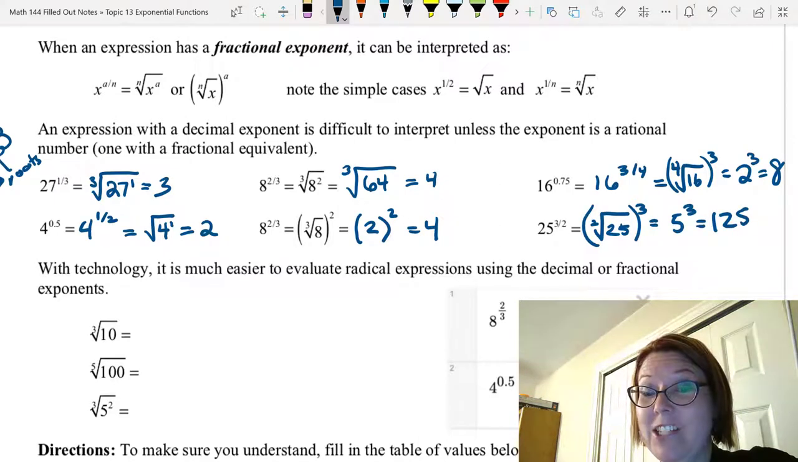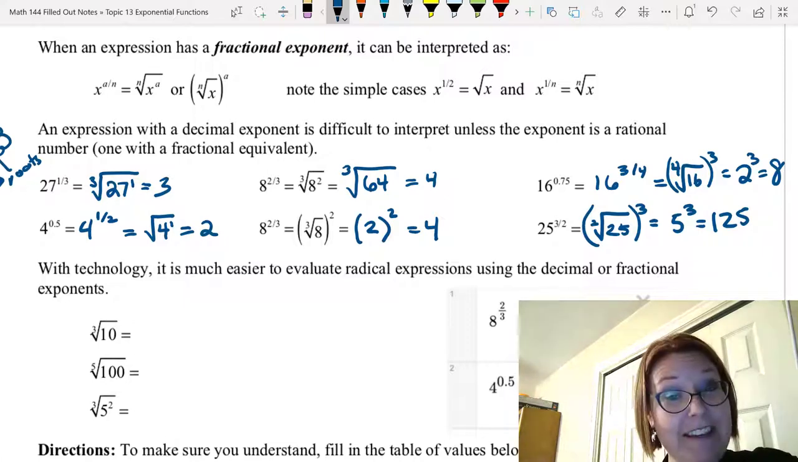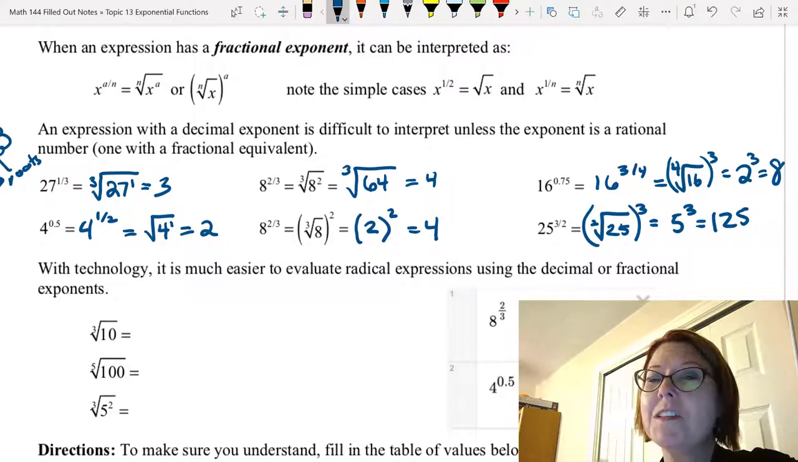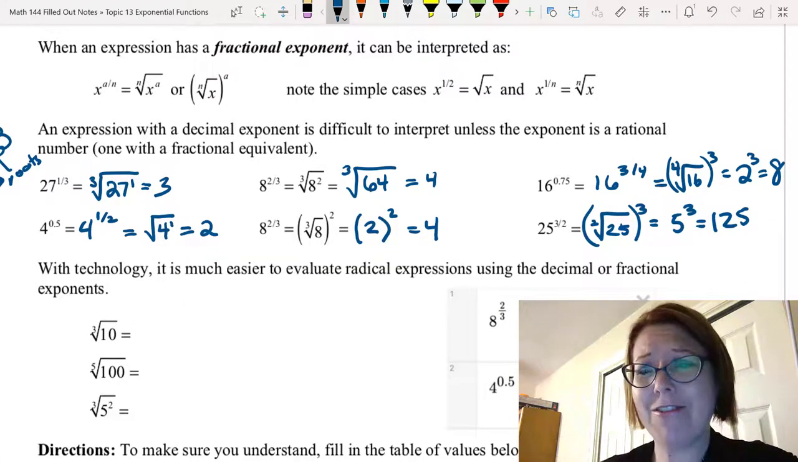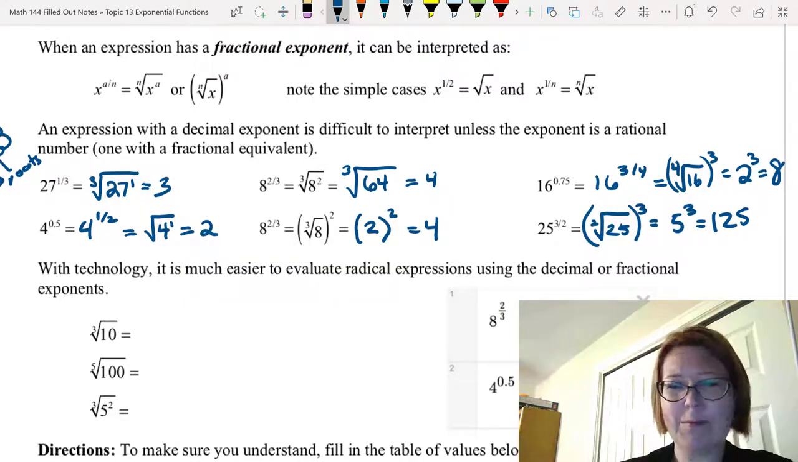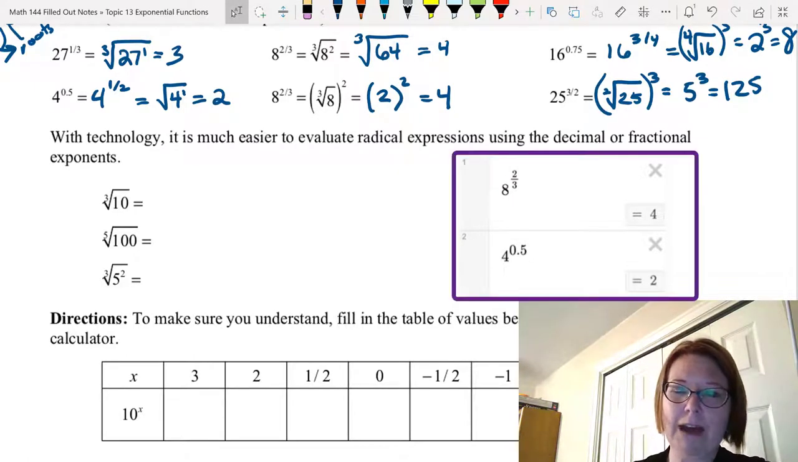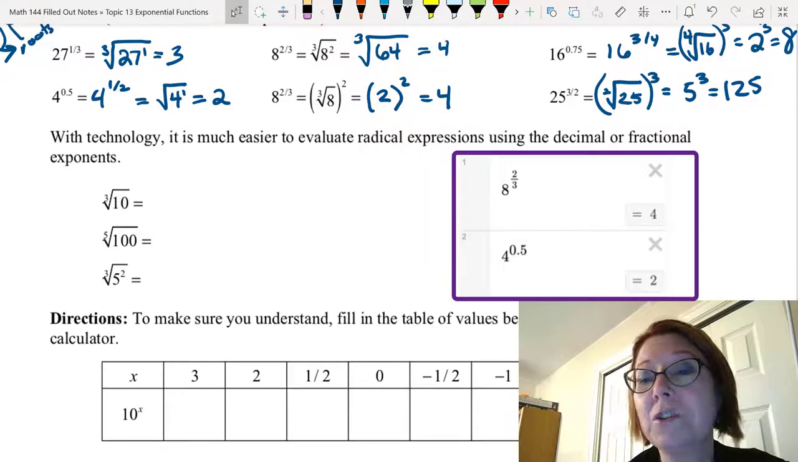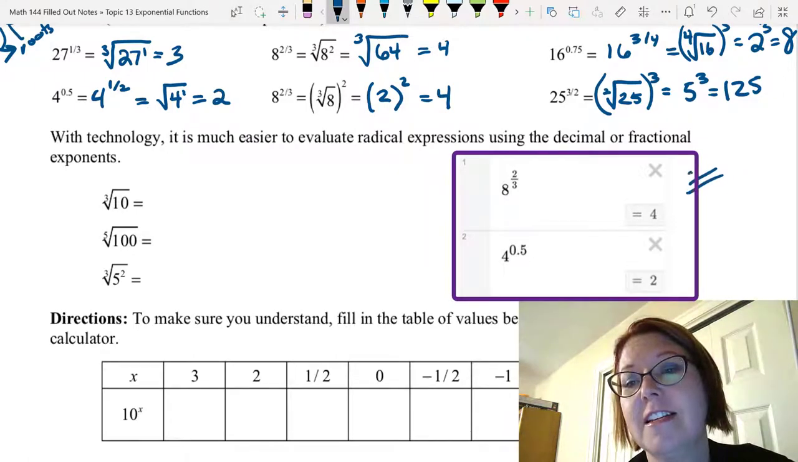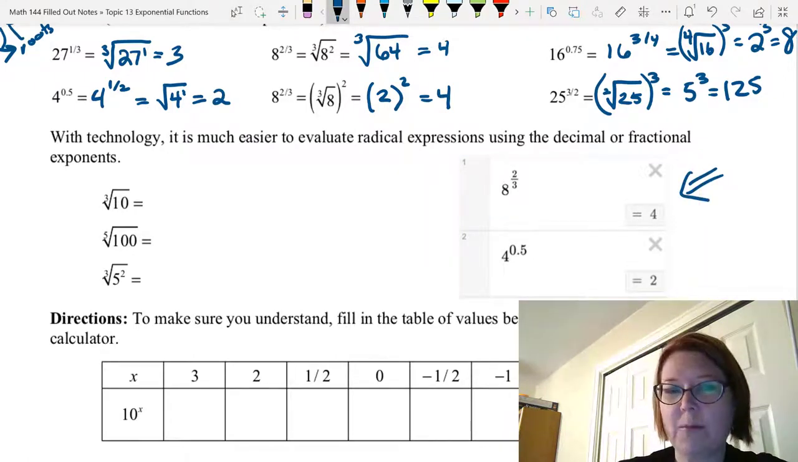Okay, so hopefully we understand how to do fractional exponents. We won't do a lot of them, but you will see them here or there, and it's important to have some idea of what they might mean. Now, one of the reasons we like these fractional and decimal exponents is because it's actually easier to evaluate a radical expression if you rewrite it as a base with a power. So we can do the evaluation easily in Desmos. Let's just try a couple examples.